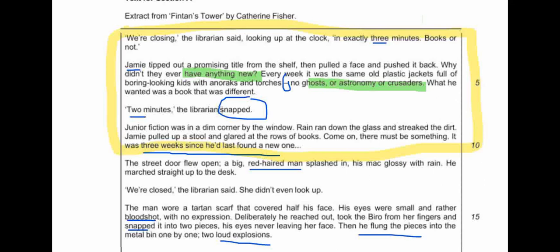Next, the dim corner. So the library is not bright enough. Run down the glass and dirt. So the window is dirty.